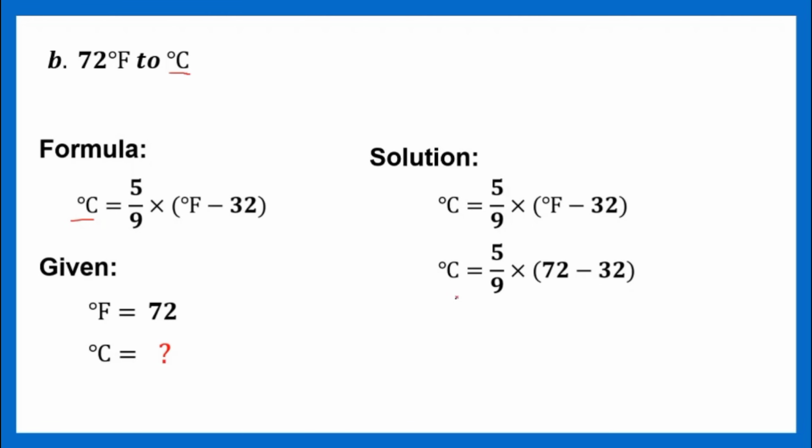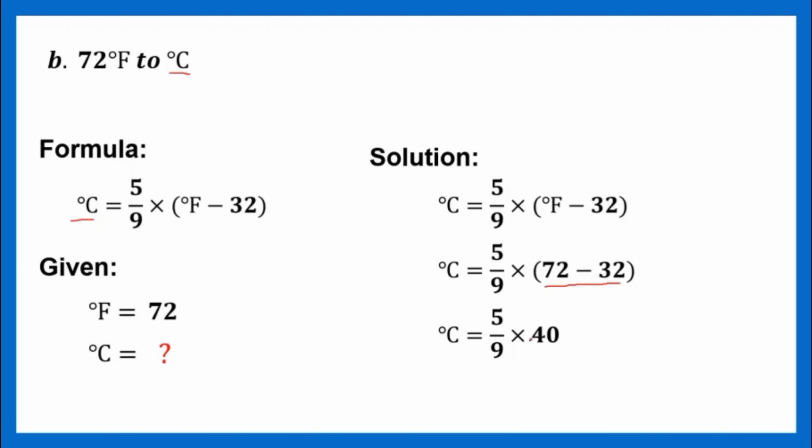Then, after that, PEMDAS ulit. Kung anong nasa loob, siya muna ang unahin. So, 72 minus 32 is 40. Ayan. So, lumabas na siya kasi single number na lang nandun sa loob ng parentheses. Then, 5 over 9 times 40 ang matitira. Saan to galing? Kinopya lang. Pero ito, sinolve natin. Ayan.